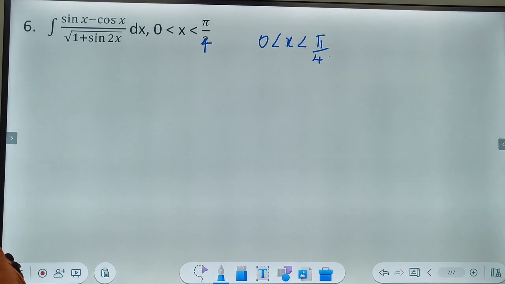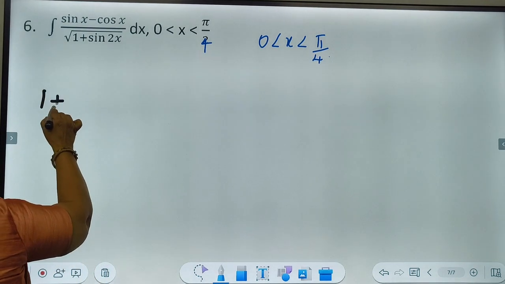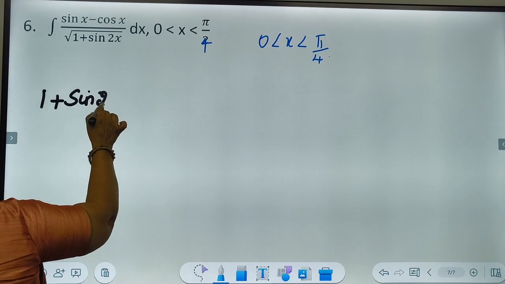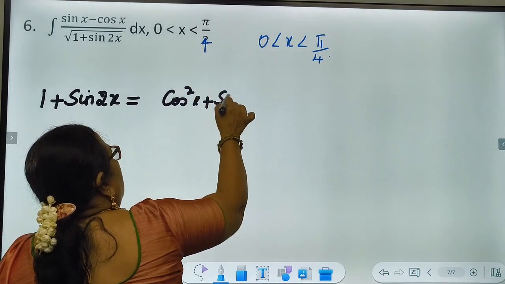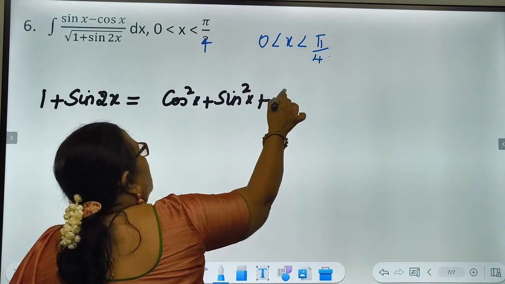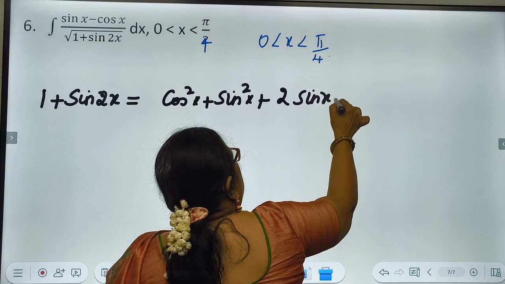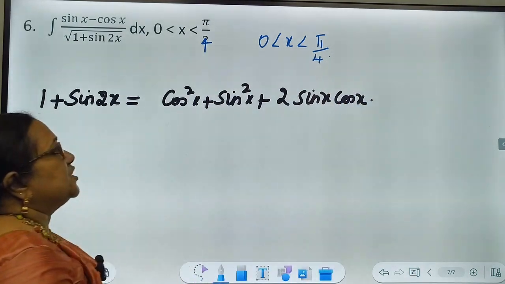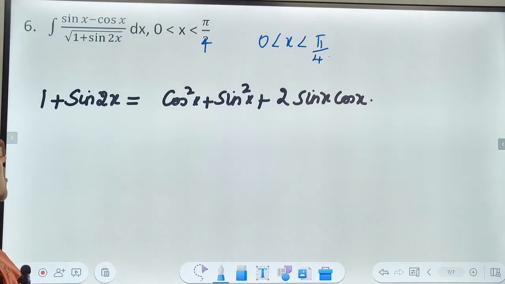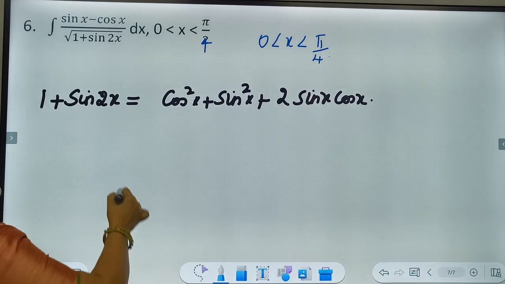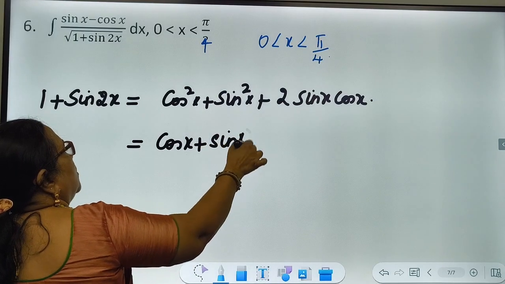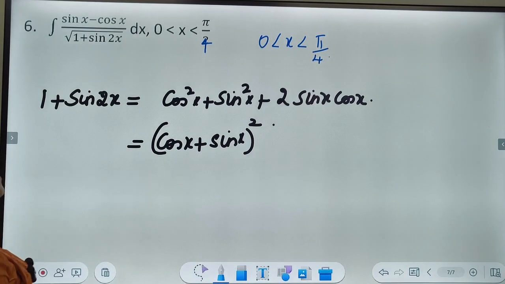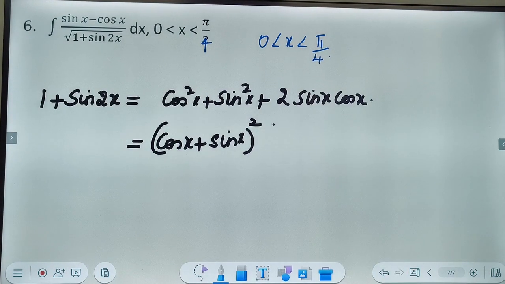Integral of sin x minus cos x, but here the interval is given as 0 to pi by 4. Now look at the denominator. I have 1 plus sin 2x. I can write it as cos square x plus sin square x plus 2 sin x cos x. But this can be written as sin x plus cos x the whole square, or cos x plus sin x the whole square, which doesn't matter. So when I take square root, it will become cos x plus sin x.